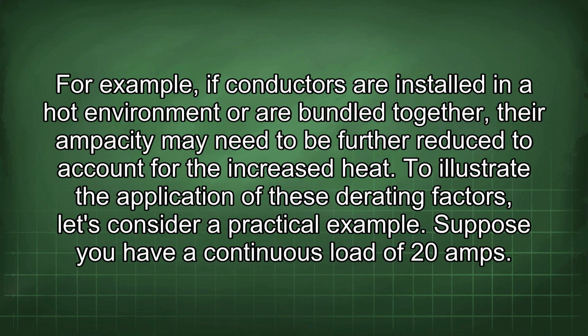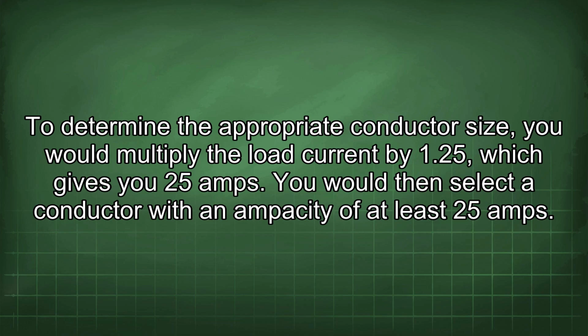To illustrate the application of these derating factors, let's consider a practical example. Suppose you have a continuous load of 20 amps. To determine the appropriate conductor size, you would multiply the load current by 1.25, which gives you 25 amps. You would then select a conductor with an ampacity of at least 25 amps.